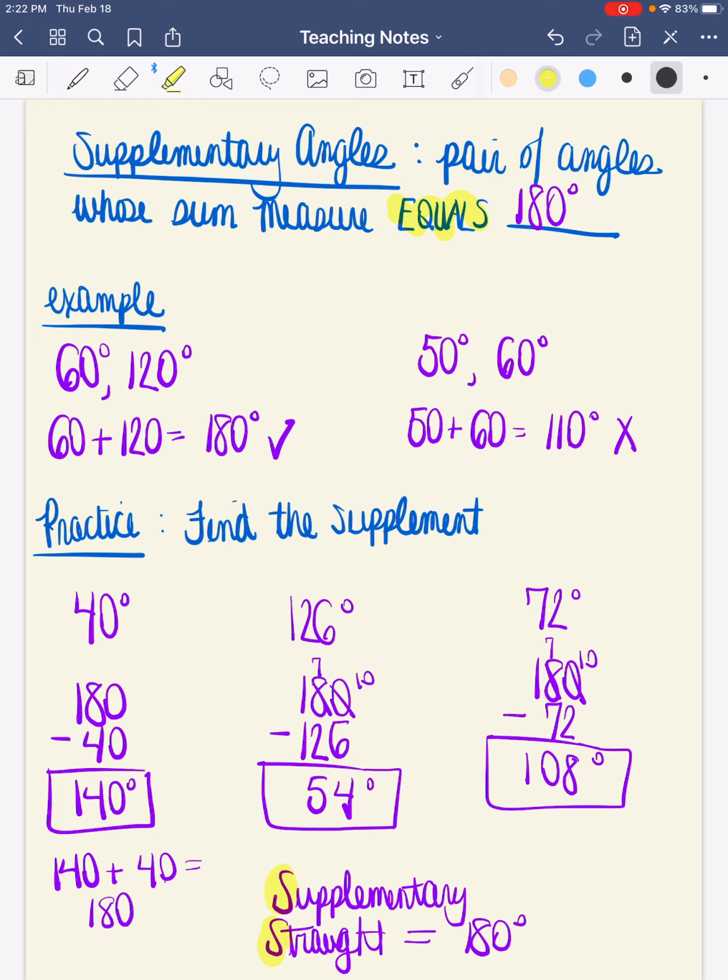Please make sure you have the notes for both of these pages written down. If you need to go back and watch them again or pause along the way to get all the notes down, please do so.